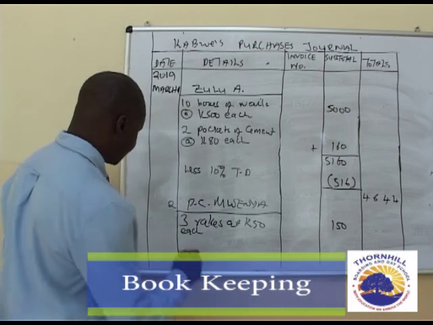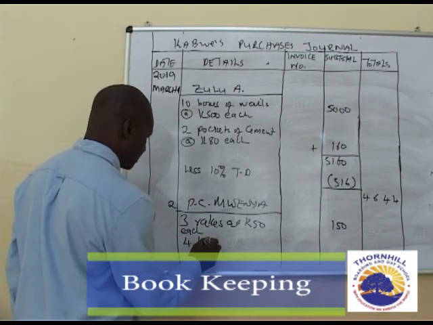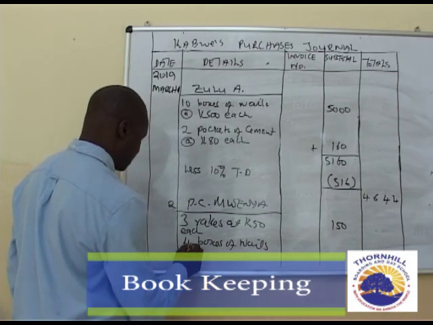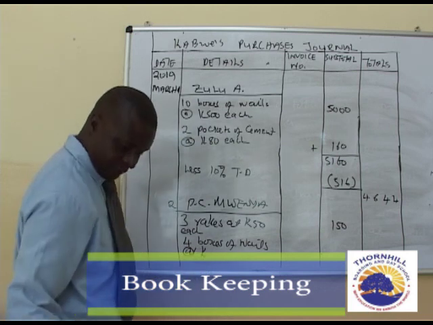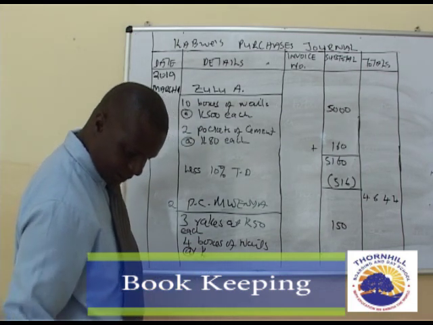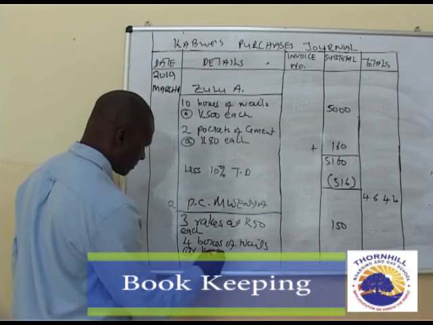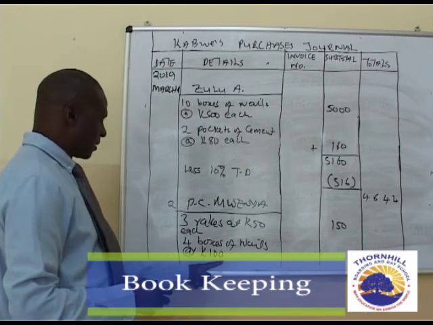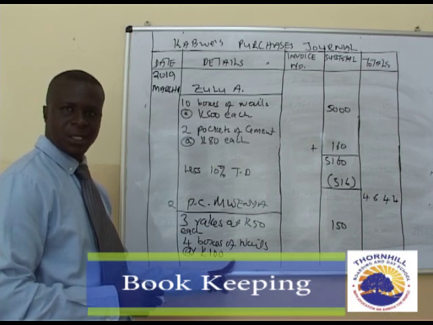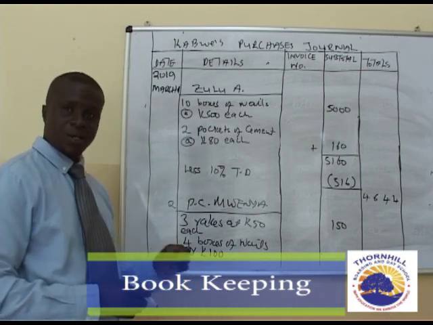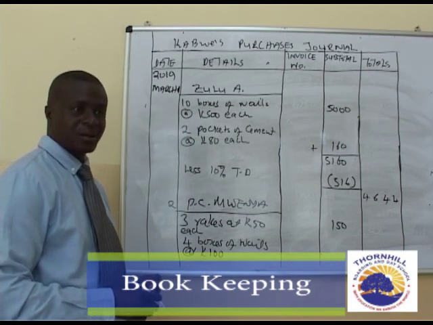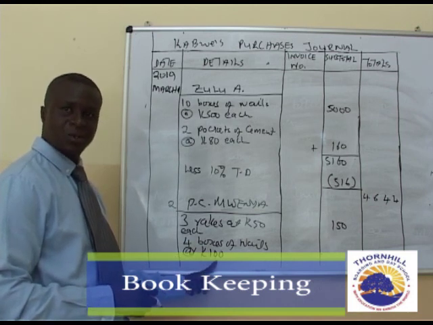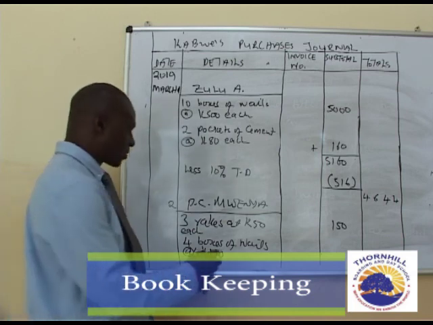4 boxes of nails, the 4 boxes were costing 100 kwacha. Okay? 4 boxes were costing 100 kwacha. Now, can you see the language here? The word each is missing. Meaning that all the 4 boxes were costing 100 kwacha. So you don't need to multiply in this case. You don't need to multiply at all, no? So you get your 100 kwacha as the total.